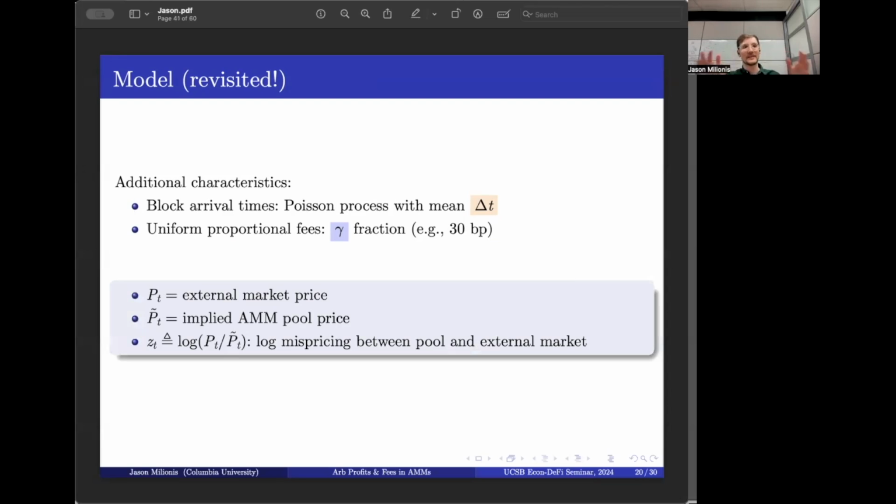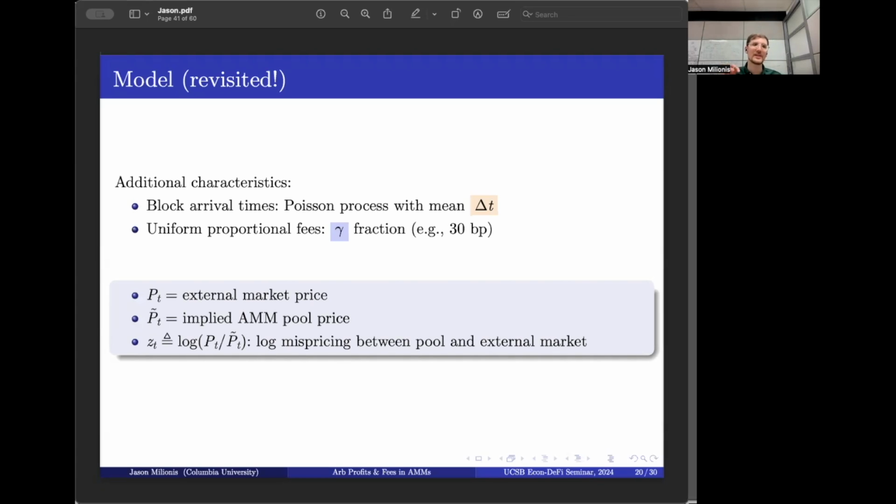And so now some additional notation before we move on. As we saw before, we have the external market price, that is PT. Now we'll have PT tilde as the implied pool price of the AMM. So that was the blue curve that you saw previously. And we will also examine the relative mispricing between the pool and the external market, which we denote by ZT. That's going to be the log mispricing between the pool and the external market.